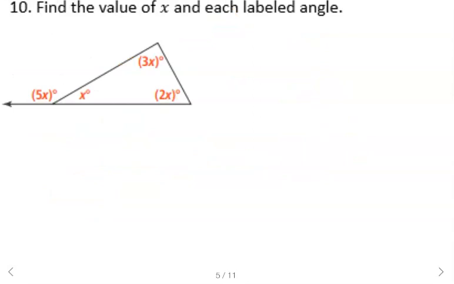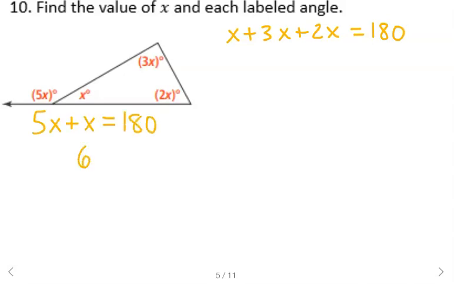Number 10, we've got expressions for each of the angles in a triangle, and the angles in a triangle add up to 180. So you could say x plus 3x plus 2x equals 180 and solve that. Other people may just focus on this linear pair here and add those together to get 180 as well. Either way, you will get the same value for x. So you'll have 6x equals 180 and then divide by 6. And so x is 30.